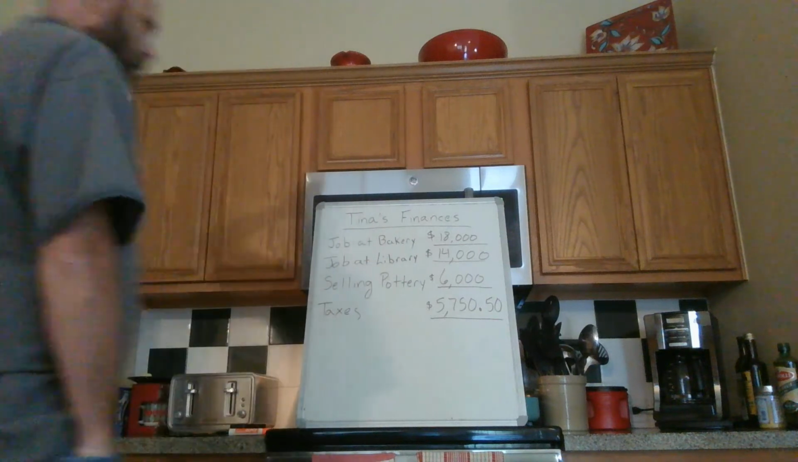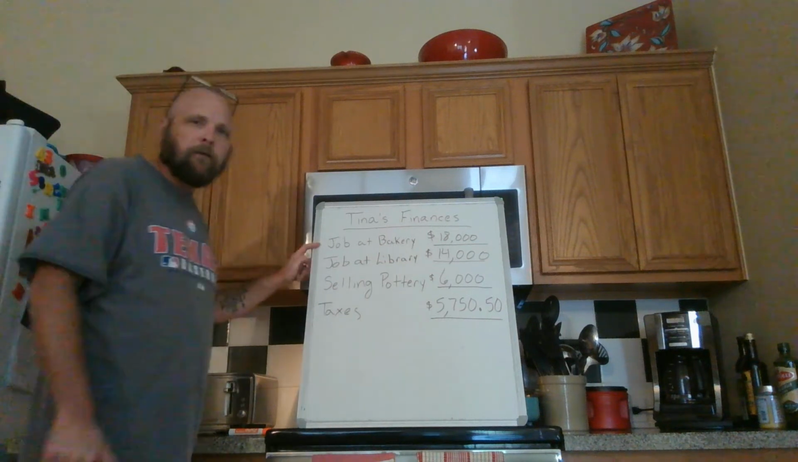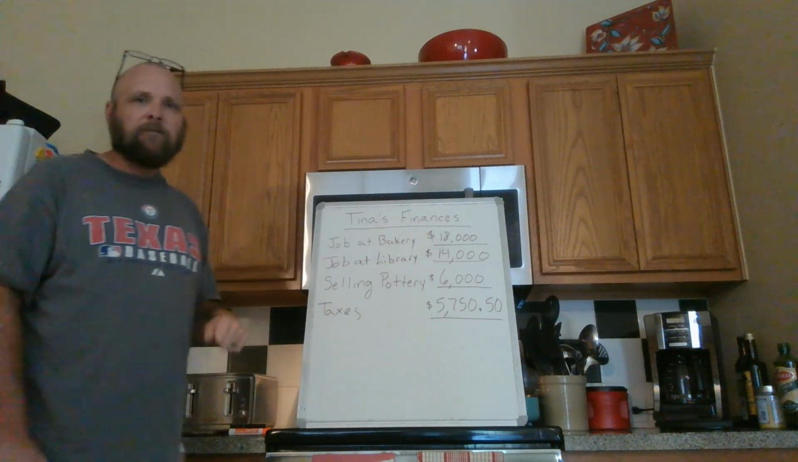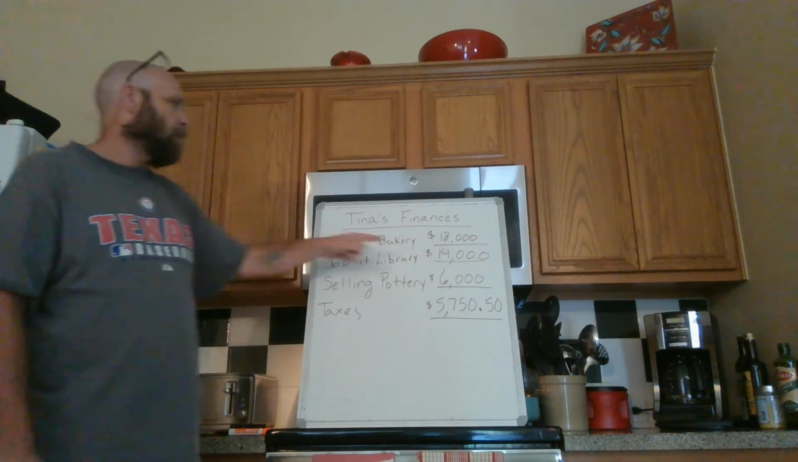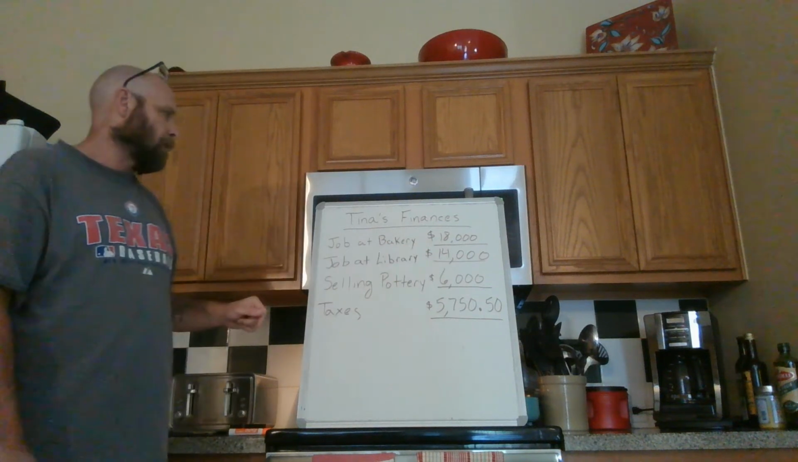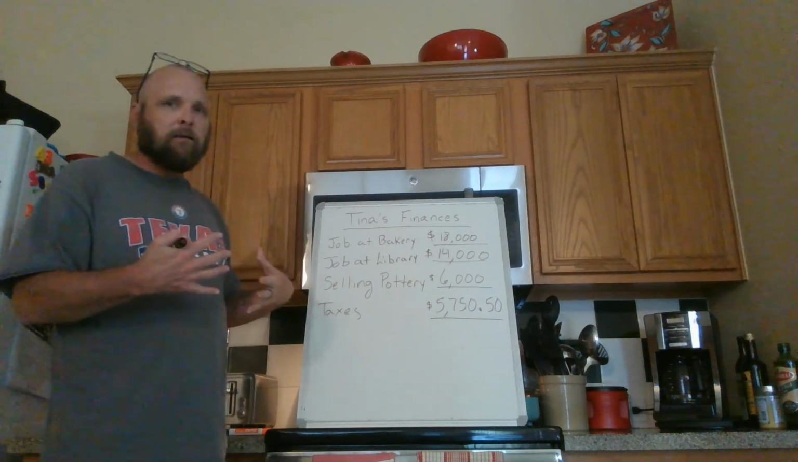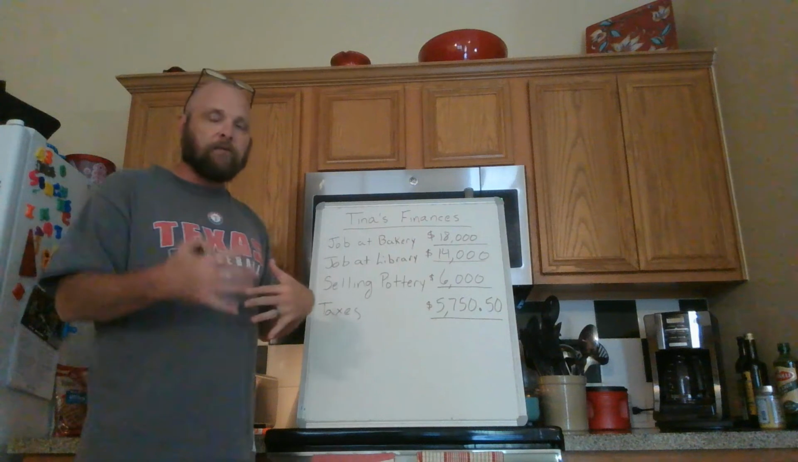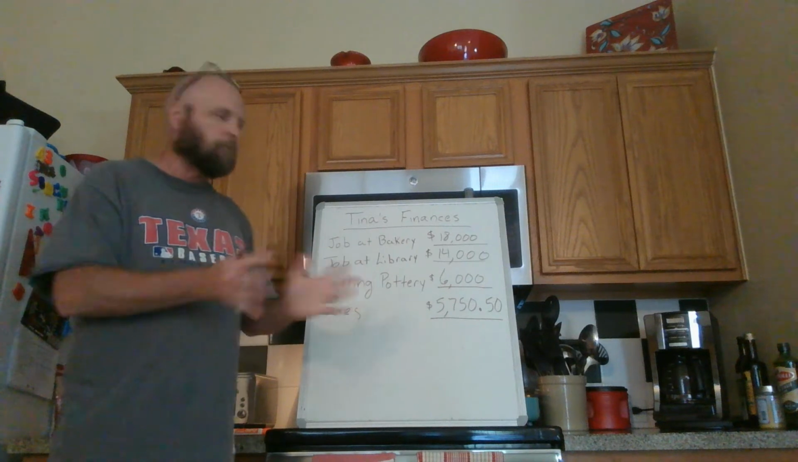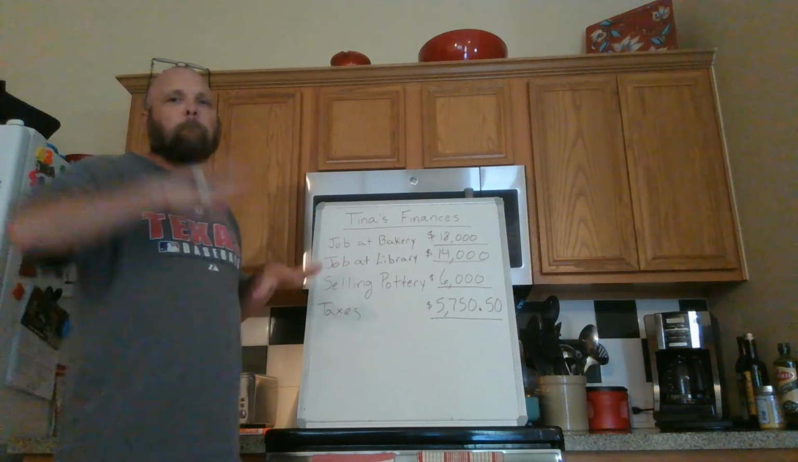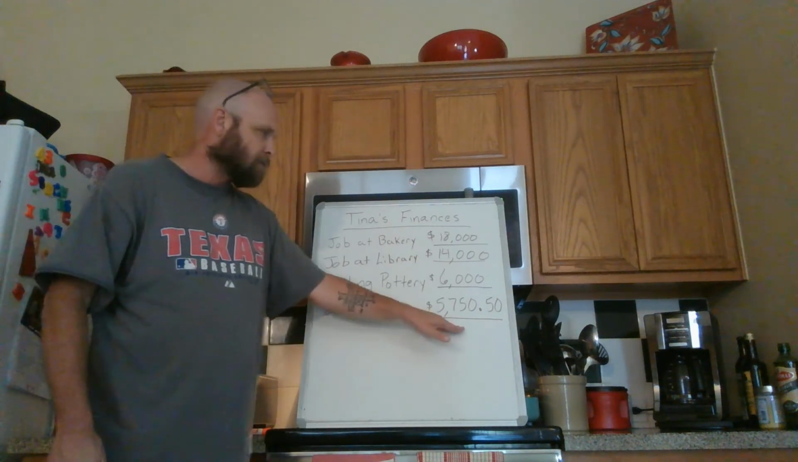Now we're going to look at Tina's finances. Tina has a part-time job at the bakery, and this year Tina made $18,000 at the bakery. Tina has a job at the library, part-time. She made $14,000 this year at the library. Tina also sells pottery. And her profit, which is the money she made, was $6,000.